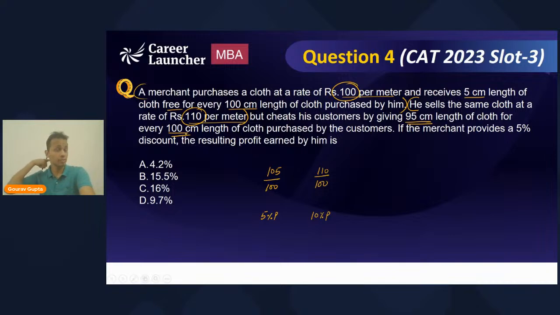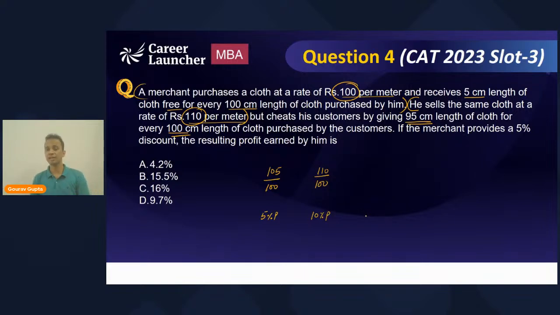customer. So customer is purchasing 100, but he's giving 95. So cost will be according to what is actually given to the customer. Okay, so cost price will be according to the length of the cloth which he is giving to the customer, which is 95 centimeter, and the selling price will be according to what is asked by the customer. Customer is asking for 100 centimeters, so customer will pay according to 100 centimeters. So selling price will be according to 100 centimeters, and cost price will be according to 95 centimeters.